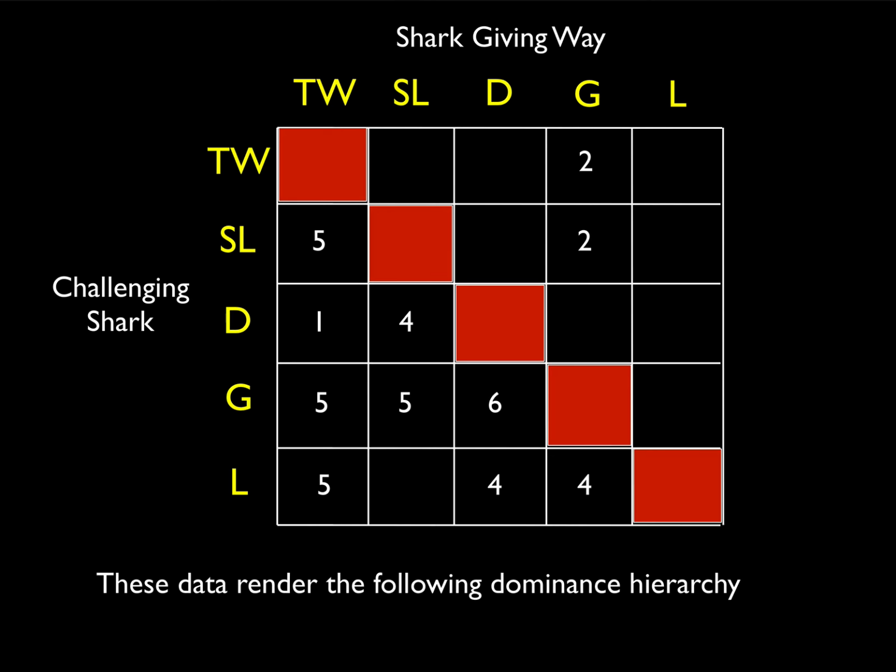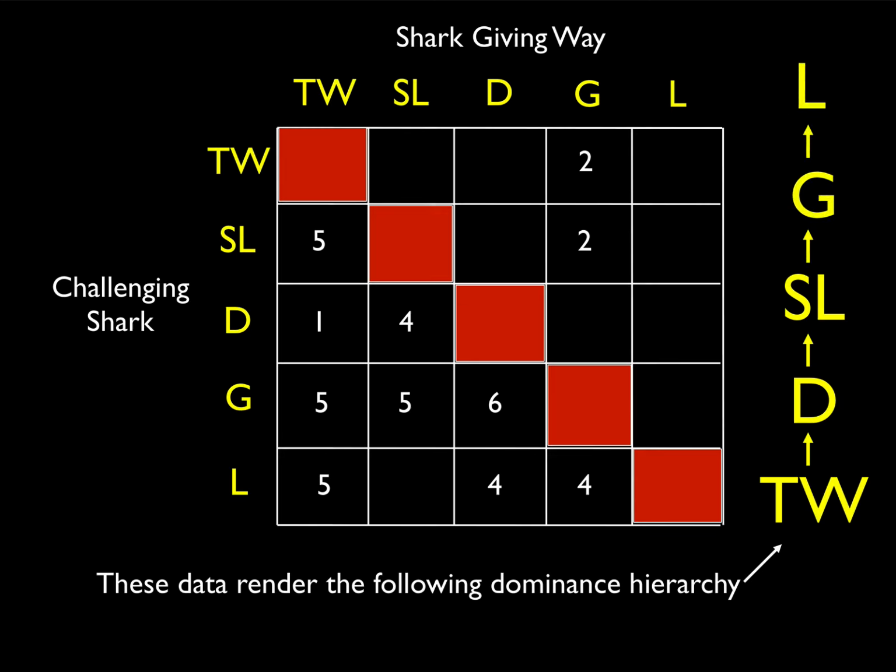So now, based on the data that I'm showing you here in this watered down sociometric matrix, you can line up the dominance hierarchy with L being the most dominant, TW being the least dominant, and all of the others falling in between based upon the number of times that they gave way. So that's sociometric matrix.